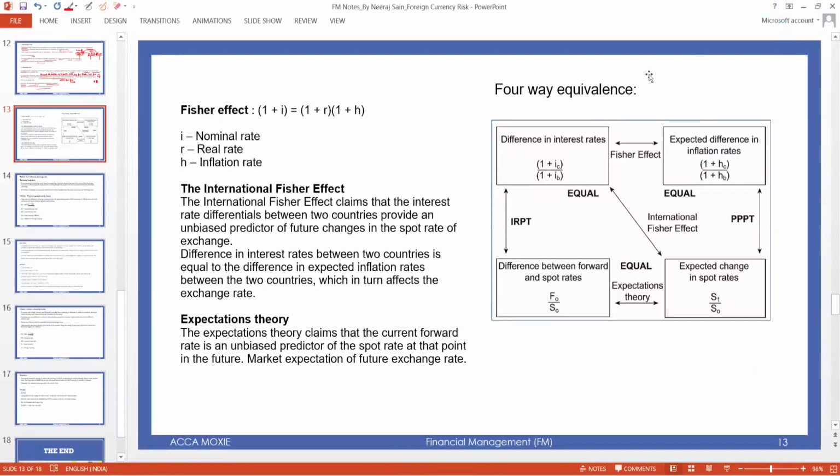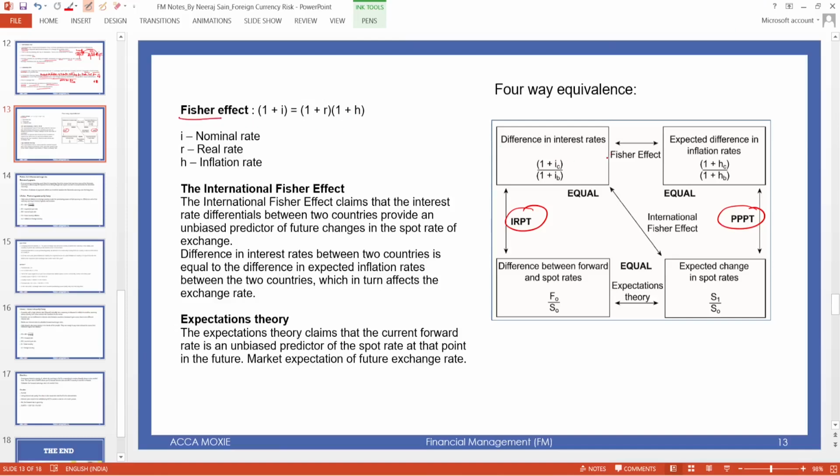Four-way equivalence model. This is another very important topic, but these interest rate parity and purchasing power parity are mostly tested in our exams. Okay, so let me explain the Fisher effect.